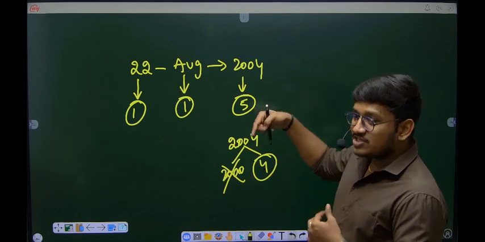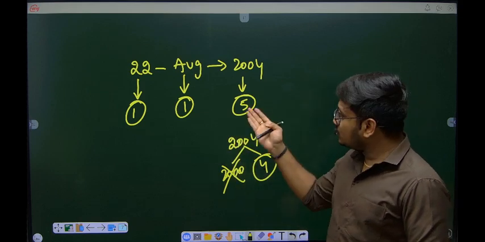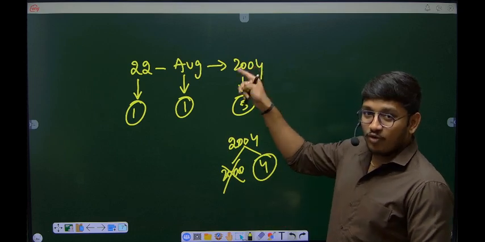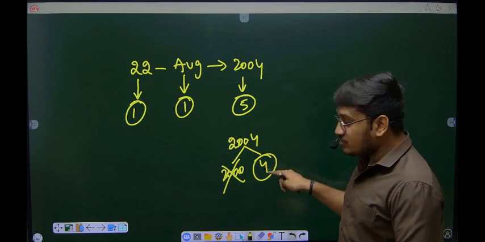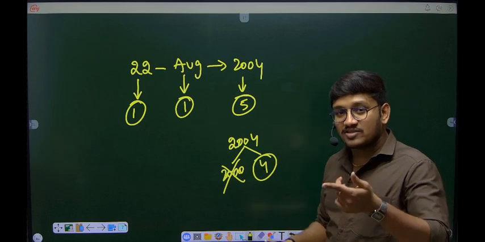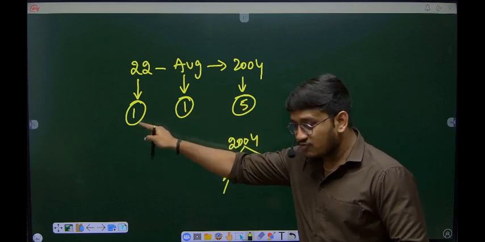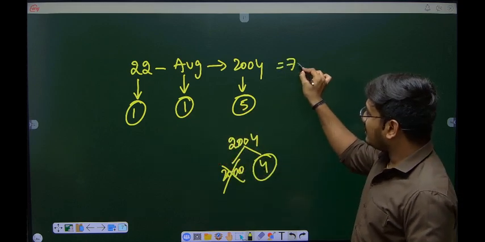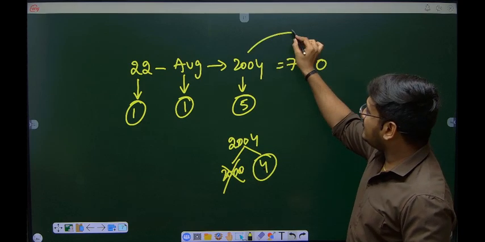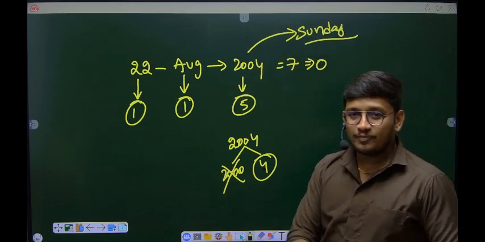I hope you are all clear about this particular logic. Why initially for 2002 we took 2 odd days, but for 2004 we should take 4 odd days, right? But why is it 5? Because 2004 is a leap year. Out of 4 years, the fourth one will be a leap year, and a leap year contains 1 extra day. So 5 odd days. So 5 plus 1 plus 1, the total will be 7. 7 means 0, and 0 means this date of birth is on Sunday, definitely. Hope you are all clear.